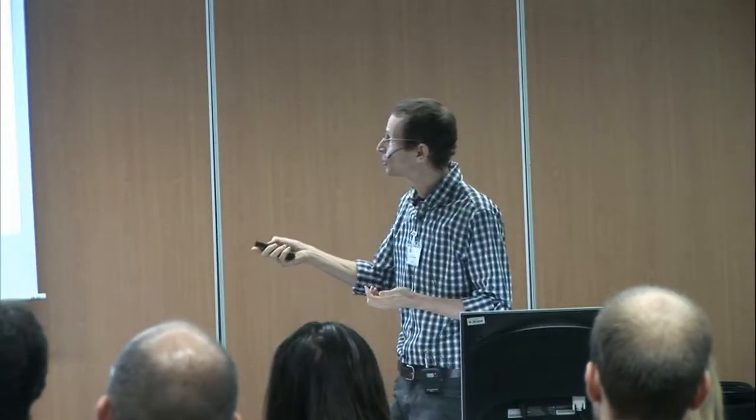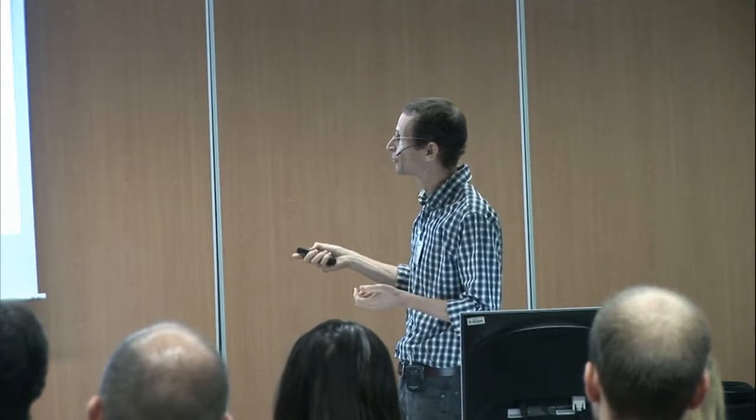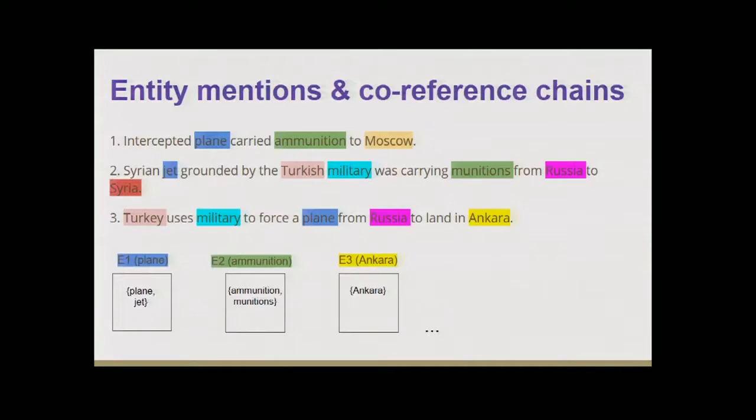So any object referred to in the discourse will be expressed in the discourse by a co-reference chain. Each co-reference chain becomes an entity, an entity representing some real-world object, okay? And it means, just to illustrate, if we have these three sentences, this is a co-reference chain about the jet, so we have one entity, E1, which the terms describing it are plane and jet. E2 is the ammunition, having two terms referring to it. Ankara is another, E3, one term referring to it, etc., okay?